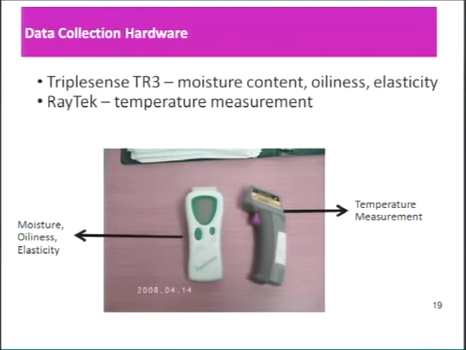And when I talked about fingerprint characteristics, I collected temperature, moisture content, oiliness, and elasticity of the finger skin before a user interacted with the fingerprint sensor. And these were the 2 devices that were used to collect those measurements. On the left, the device that you see collected the moisture, oiliness, and elasticity, and on the right you see a device that captured the temperature on the finger skin.